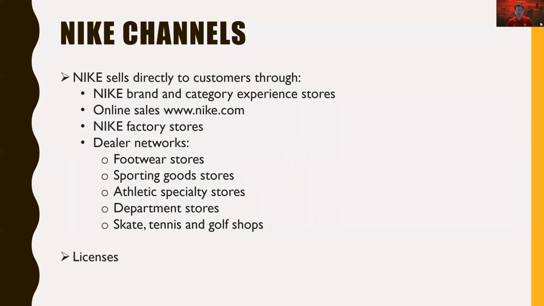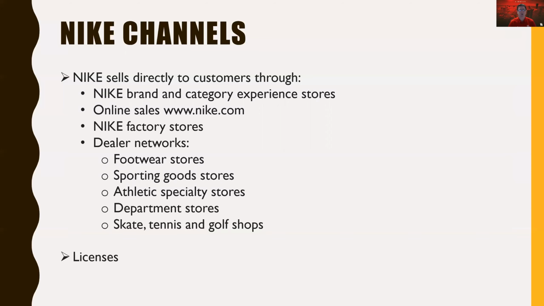So let's look at Nike's channels. Nike sells directly to customers through its brand and category experience stores, online sales, its factory stores, its dealer networks. So, footwear stores, sporting goods stores, athletic specialty stores, department stores, skate and tennis shops, and they do licensing. So this is how Nike sells to customers.